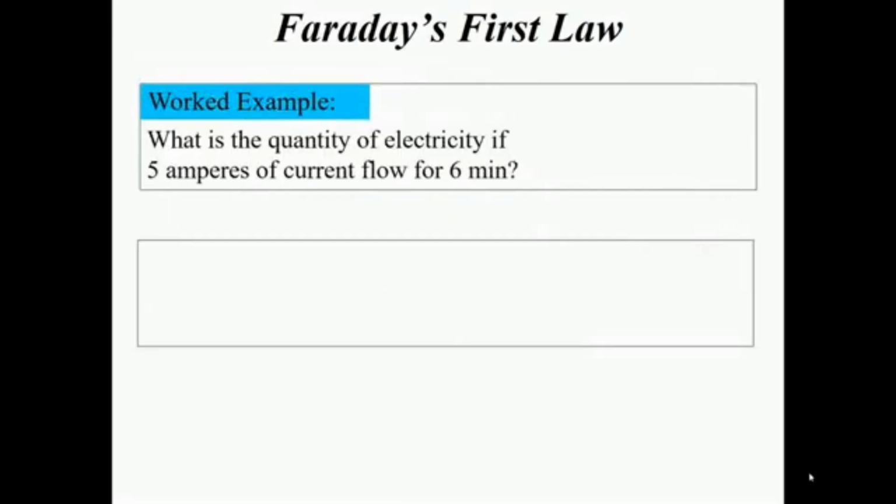Let's look at one example. Here, you are asked to calculate the quantity of electricity if 5 ampere of current is flowed for 6 minutes. Using the formula, Q equals current times time, current 5 ampere multiplied by time, which is 6 minutes. We need to convert it to seconds, hence multiplied by 60, so that gives us 1800 coulombs. The quantity of electricity Q has the unit coulombs.